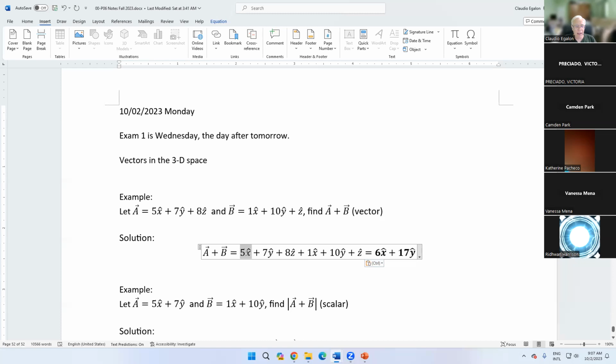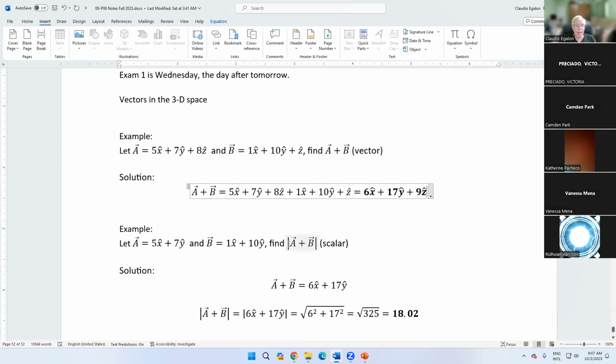And 5x sums up with 1x. 7y hat sums up with 10y hat. And now we have to sum the z hat. Now we have to sum the 8z hat with the z hat, which ends up being 9z hat, right? And then, okay, the other example, right?